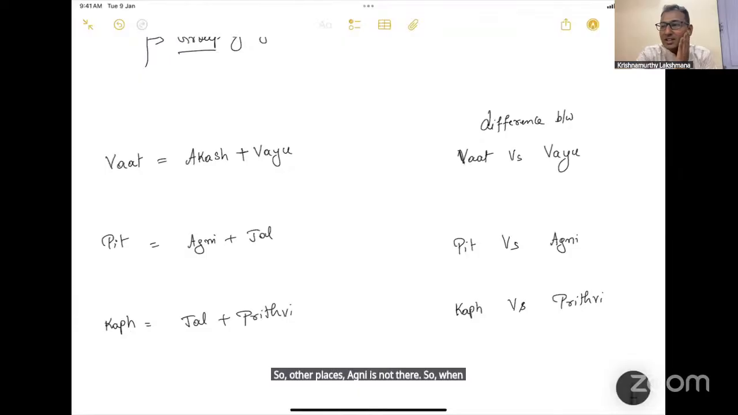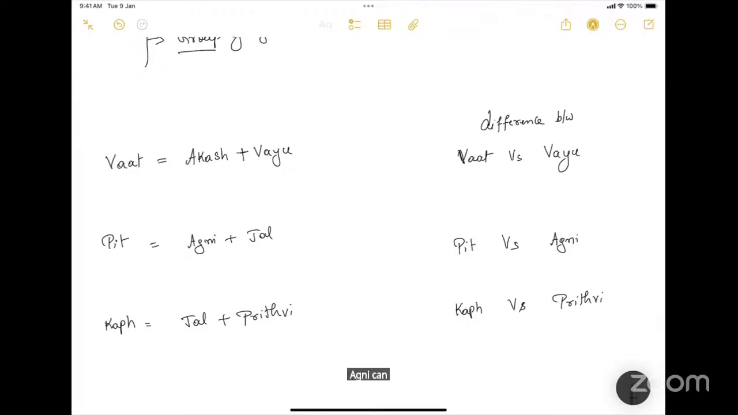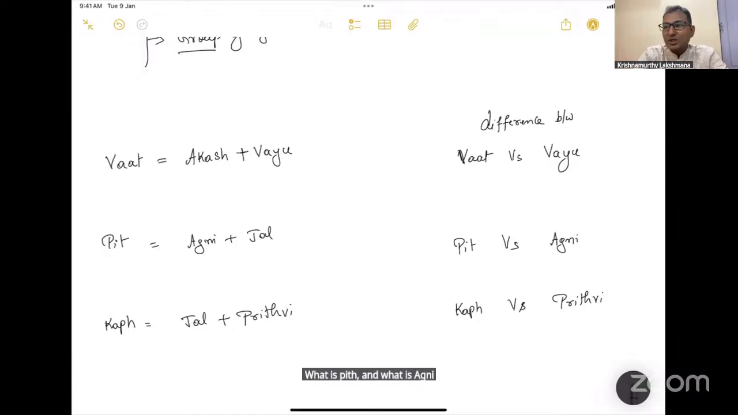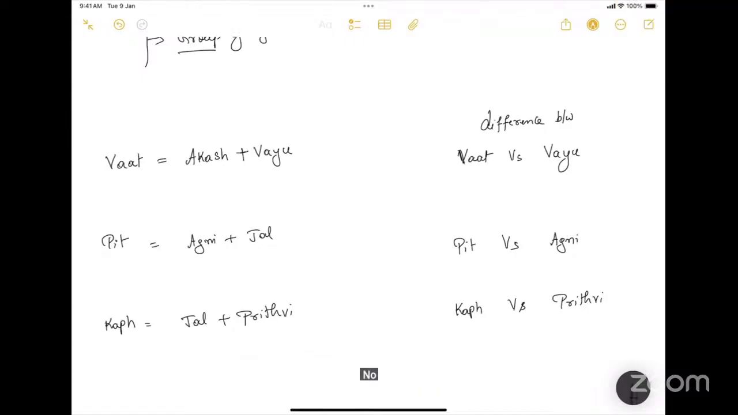So when you touch your face, is it cold? Or when you touch your head? Agni can be felt everywhere, but in the stomach, there are additional components, for example, HCl. HCl is in the stomach. So that water combined with heat gives rise to Pit. What is Pit and what is Agni? That is the question. So you are telling it is giving rise to Pit, but it is referred to as what? Jatara Agni. Is it called Jatara Pit? No. Then how come?